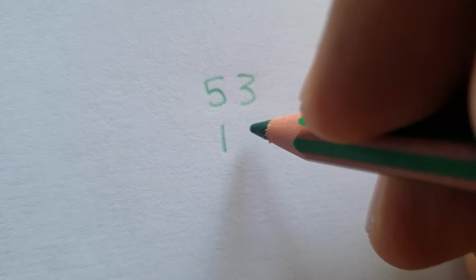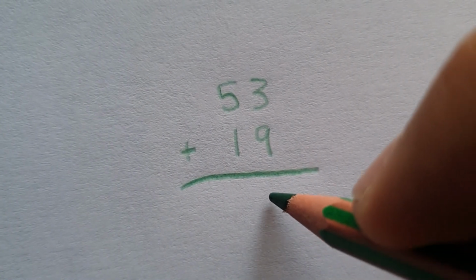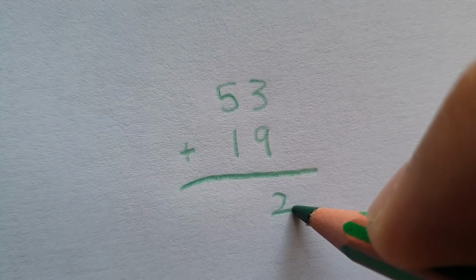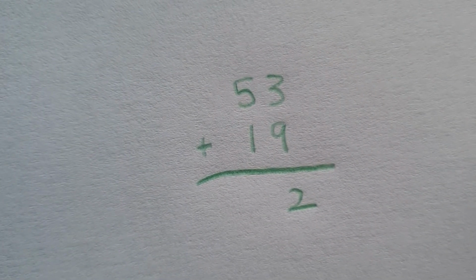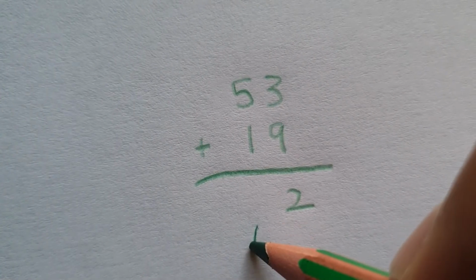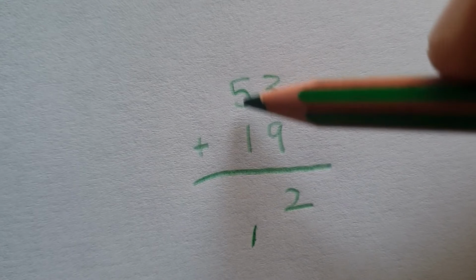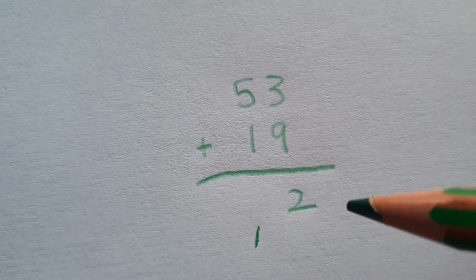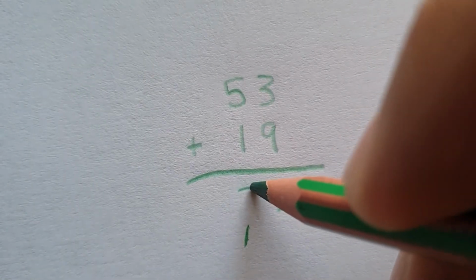First, we would evaluate the sum of the rightmost digits, which are 9 and 3. The answer we get is 12, but we can't just write that down. We write down the 2 and we have to carry the 1 over. So evaluating the left digits, we have 5 and 1. So we get 6. However, we also have to add the carried 1, so the final answer is 72.